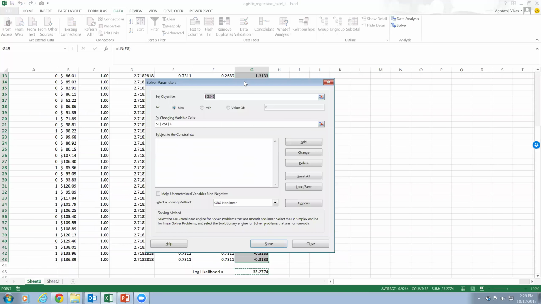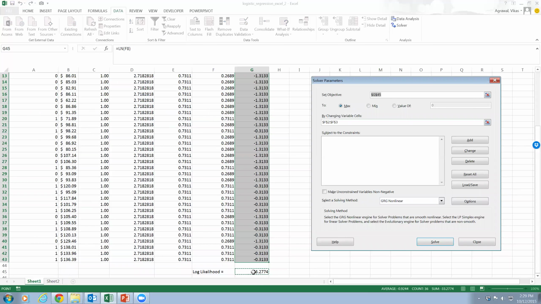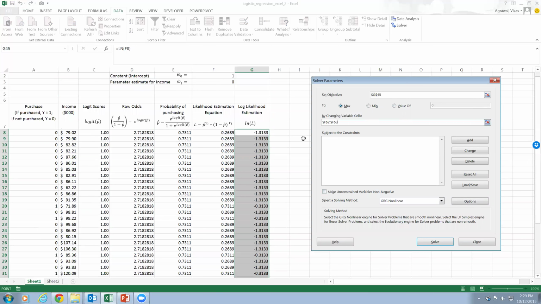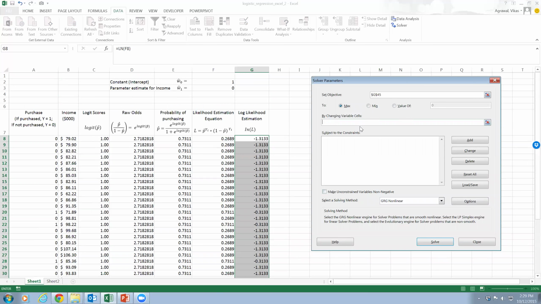I'm going to use Solver. I'm going to maximize this value here, G45. I want to maximize that, which means I want it to approach zero, by changing these two cells here. I'm going to make sure that this box is unchecked, because this box is telling me that all the unconstrained variables are non-negative. If I do that, these two variables have to be always positive. But these coefficients could be negative. So we're just going to uncheck this one. GRG Nonlinear should be selected here.